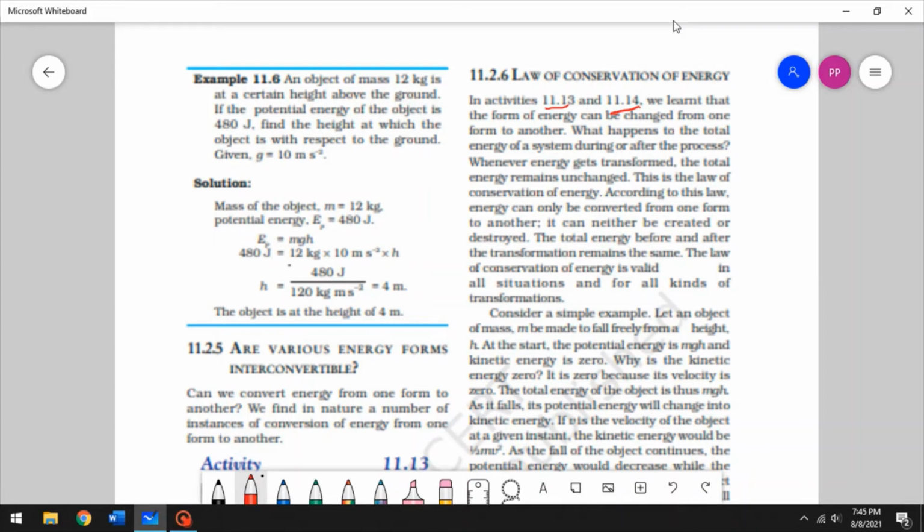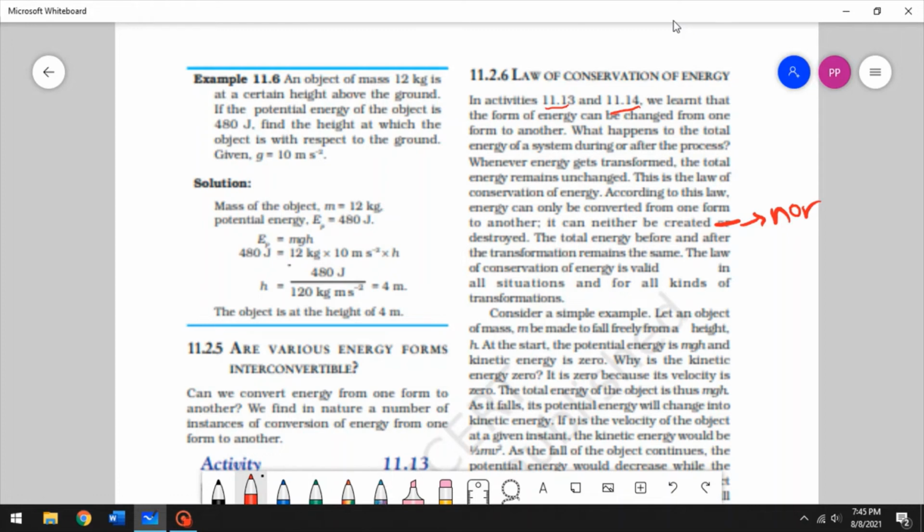According to this law, energy can only be converted from one form to another. It can neither be created nor destroyed. Not "or," but "neither, nor." Either, or. English lessons, we get English lessons as well. So the total energy before and after the transformation remains the same.